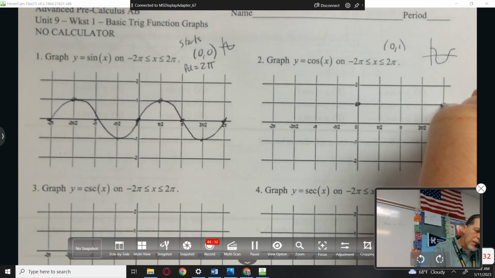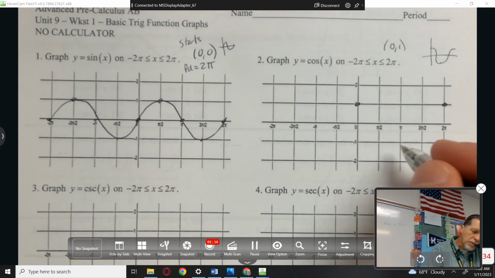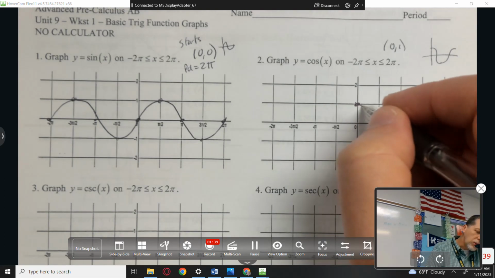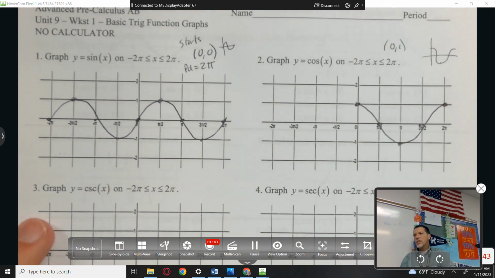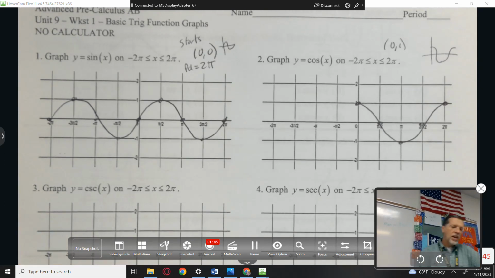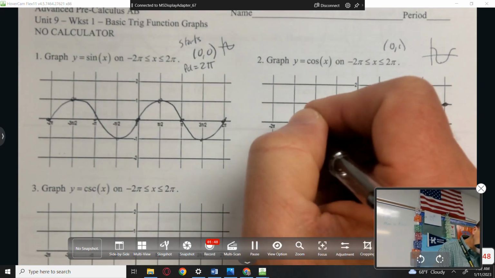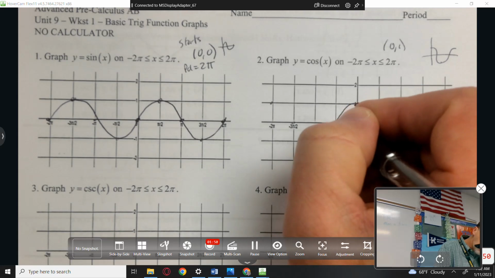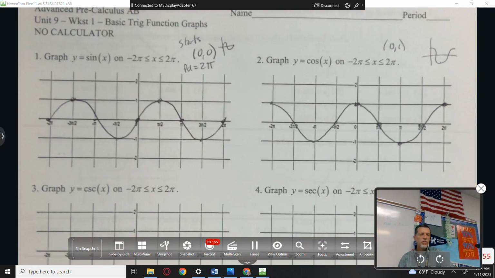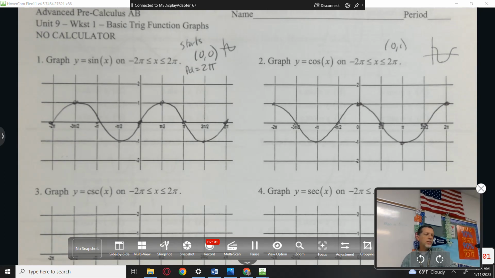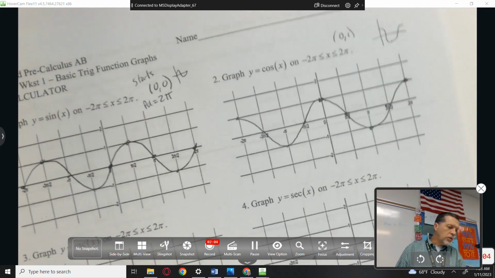It ends at a max. Halfway in between is a minimum. And then in between there, it's at the 0 or the midline. So there's our first cycle of cosine. And then we continue that backwards. And so there's our first two, our graphs of sine and cosine. Today we're going to start moving them around. So let's grab your notes packet.